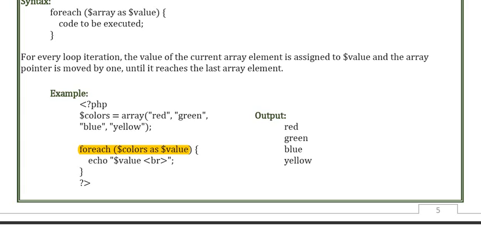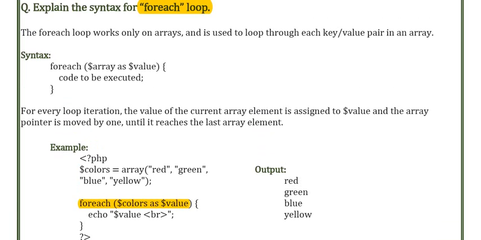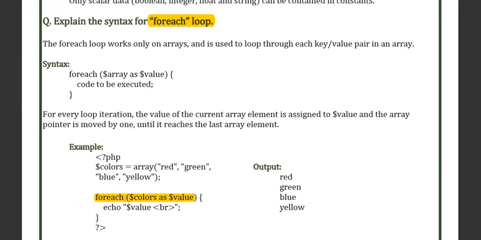So first the value is red in the index. Right after that we have the green one, and then blue and yellow. That is how the foreach loop works. This foreach loop is also very important for our examinations. Have a snap of this one.